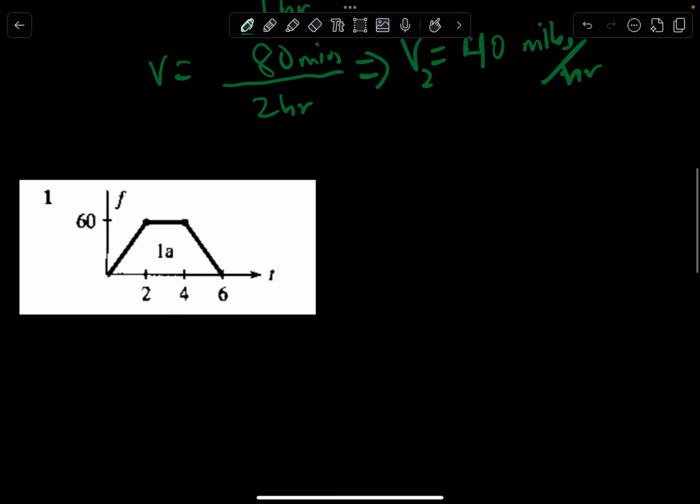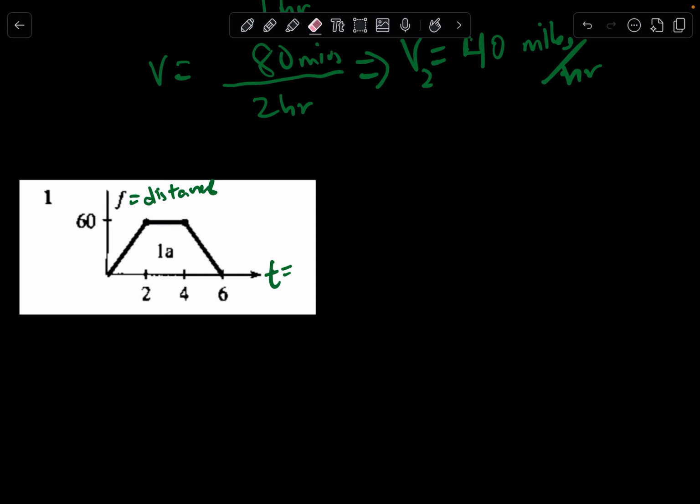Okay, so we have this little sketch here, and this right here, our F, in this case, represents our distance. So this represents the distance traveled through a period of time right here. We could call it in the unit of hours, let's say.